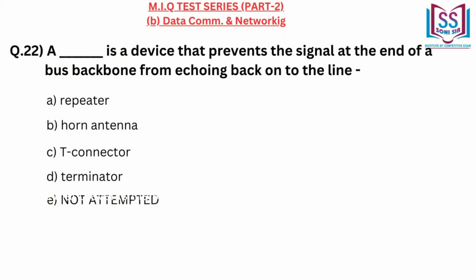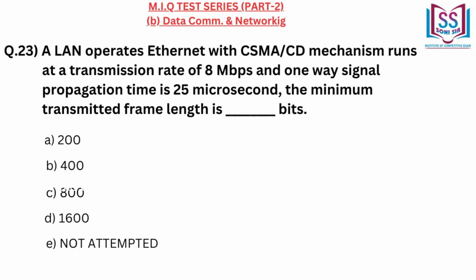A dash is a device that prevents the signal at the end of a bus backbone from echoing back onto the line. A. Repeater. B. Horn antenna. C. T-connector. D. Terminator.